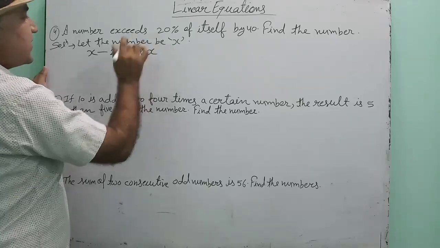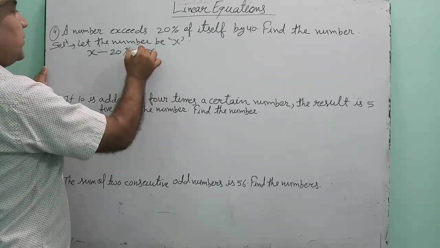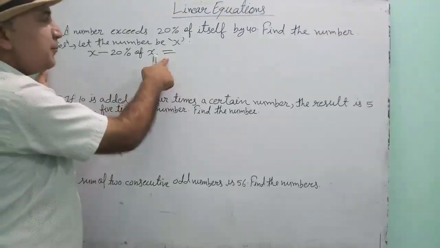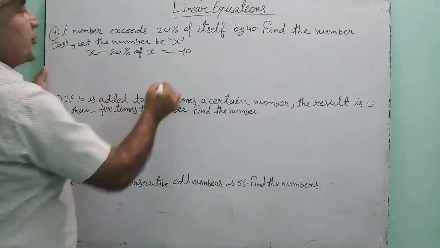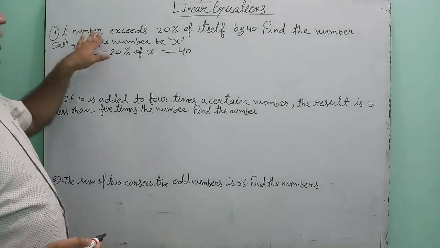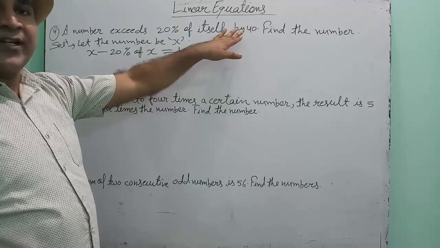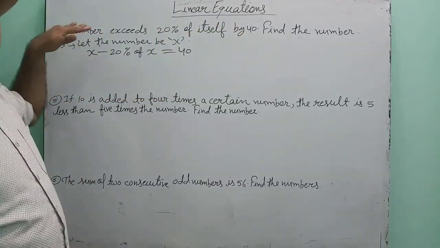20% of itself. Itself means the number itself. By. At the place of by, put equal. 40. Understood? A number exceeds 20% of itself by 40. What is the meaning of this statement?